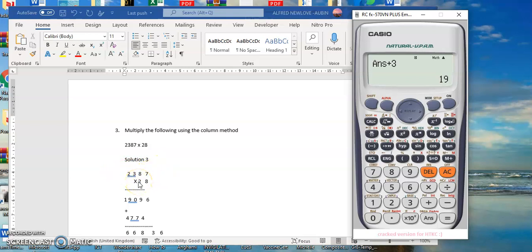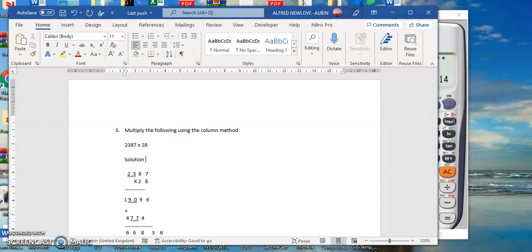We are going to deal with the 2 also. So you have 2 times 7. And 2 times 7 is what? 14. So you write the 4. You carry the 1 here. Don't add it yet. So write a 1 somewhere.